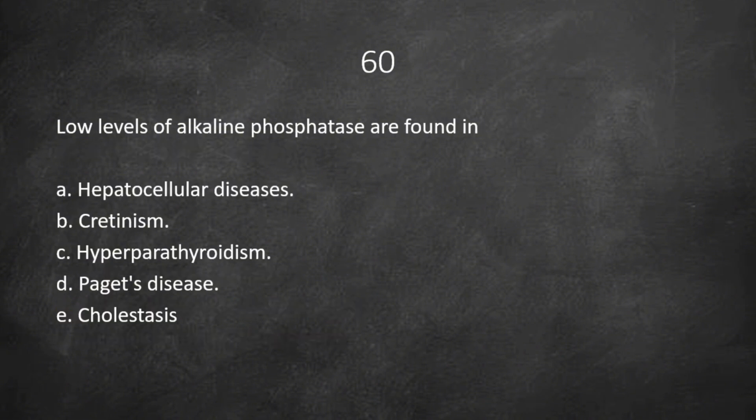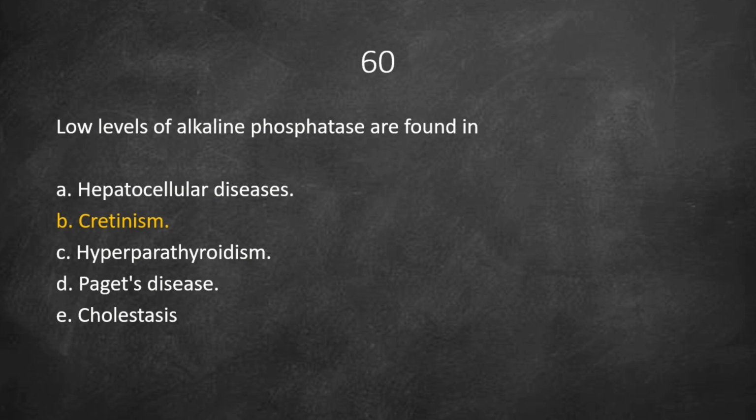Question number 60 says low levels of alkaline phosphatase are found in A, hepatocellular disease, B, cretinism, C, hyperparathyroidism, D, Paget's disease, and then E, cholestasis. And the correct answer here is cretinism. So that's the correct answer here.